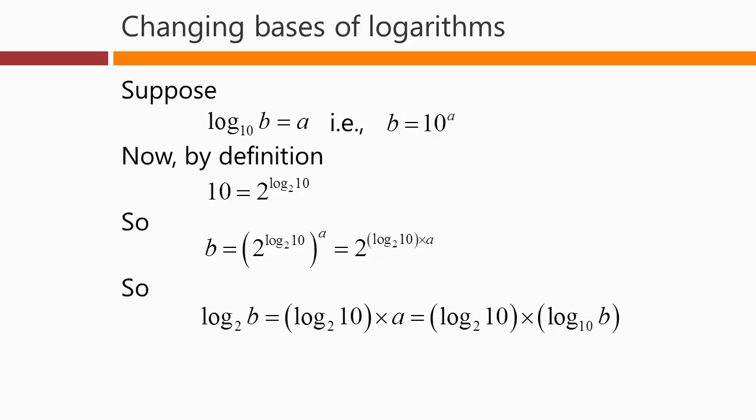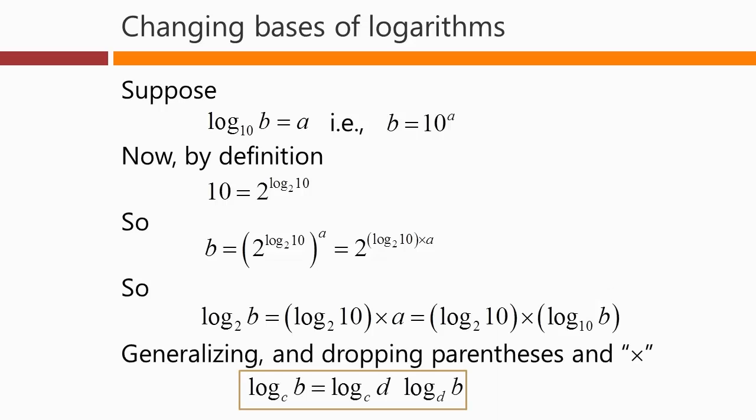So log to the base 2 of b, which we can do here, we know b and we've got it expressed as a power of 2, is therefore just this exponent here. That is, it's log to the base 2 of 10 times a. But a, we figured out a long time ago by definition up the top, is just log to the base 10 of b. So log to the base 2 of b is log to the base 2 of 10 times log to the base 10 of b.